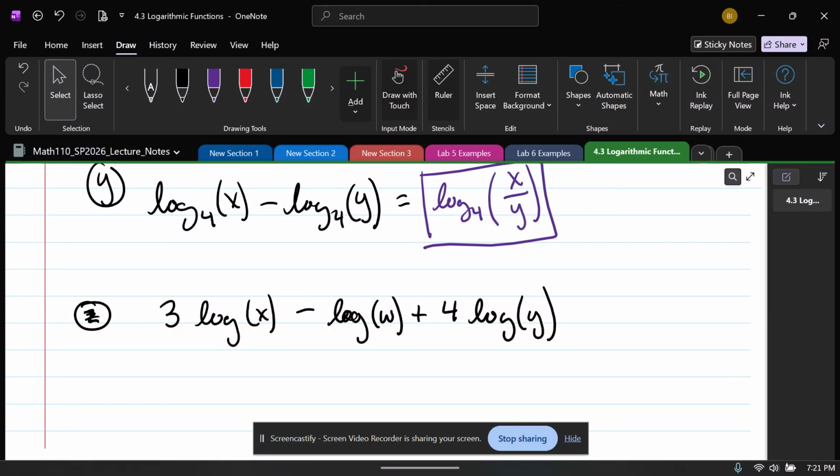So on this one, I got some power rule happening. I got some product rule happening, and I've got some quotient rule happening. I got them all. This is fun, right? Tell me what part goes. Go ahead, Callie.